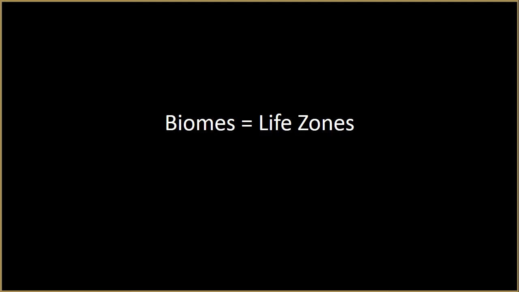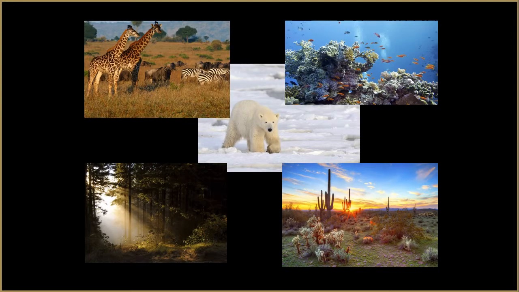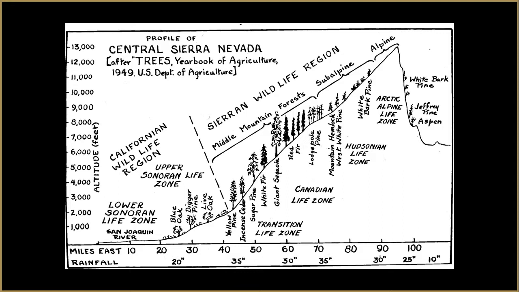Sometimes biomes are called life zones. The general biomes we have mentioned so far are dramatically different from each other. Each of these major biomes can be subdivided into smaller units, each with its own distinct plants and animals. This diagram illustrates some very specific biomes at different altitudes in the Sierra Nevada mountain range in California. The Lower Sonoran at the bottom, the Upper Sonoran, Transition, Canadian, Hudsonian, and the Arctic Alpine.